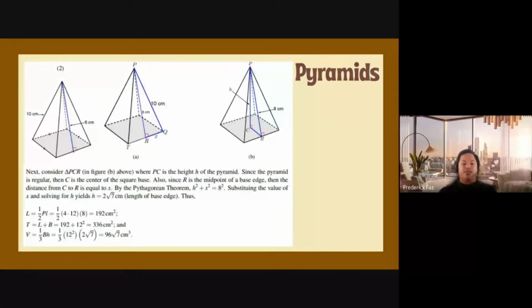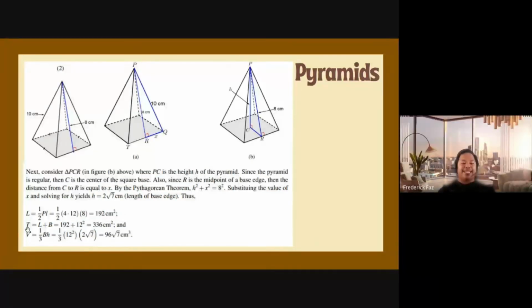Let's continue. So, we have a value. The measure of one side of the square is 12 centimeters. And then, the lateral area is 1/2 perimeter times the slant height. So, our perimeter is 4 times 12 is 48 times 8, 192. It was divided by 2. So, the lateral area is equal to 192.